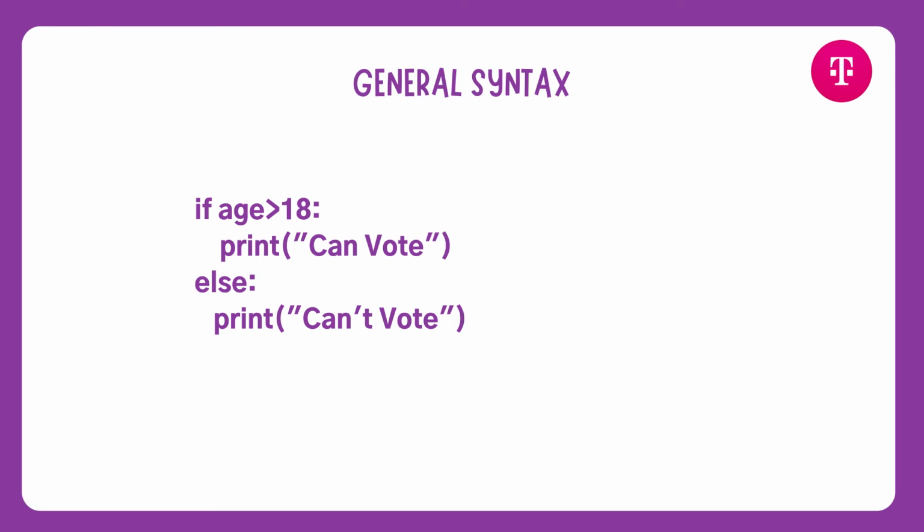You can see there is a small logic for printing whether a person can vote or not. The logic is very simple: if the condition is there that age greater than 18, then a colon, then print can vote. This statement will get executed if the condition is true. Now if that's not the case, then it will go to the else part, which is else colon, and this time it will print can't vote. This is how the simple if-else in Python works.